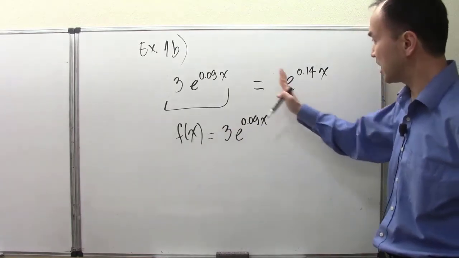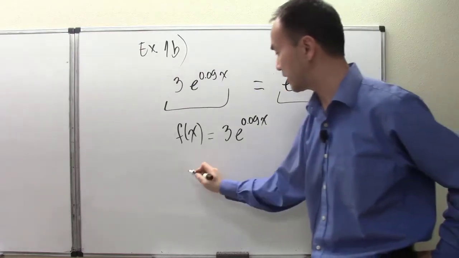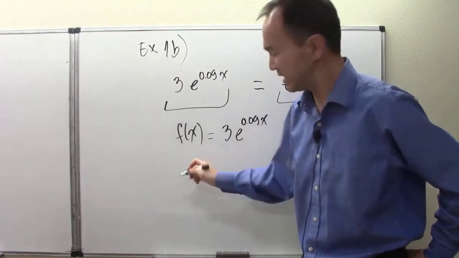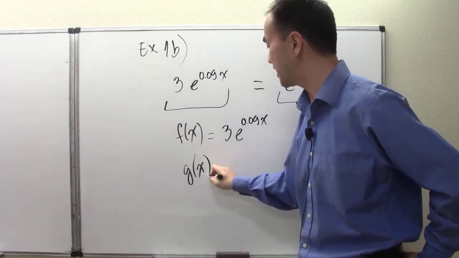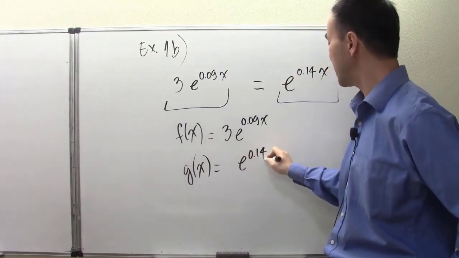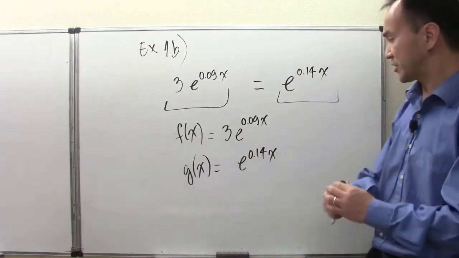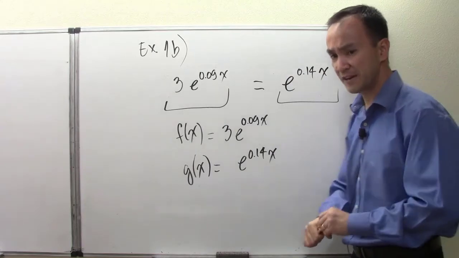The right-hand side, if we completely ignore the left-hand side and only focus on the right-hand side, we can define a function g of x to be e to the 0.14x. This is another exponential function. Okay, and so quickly on the graph.